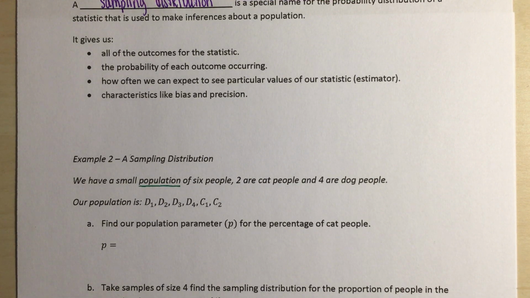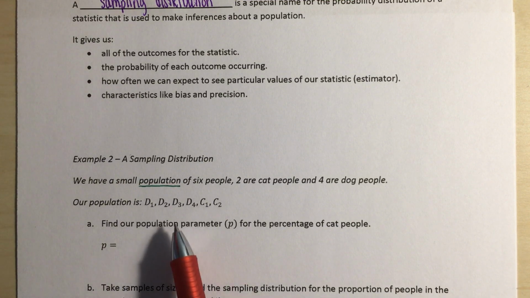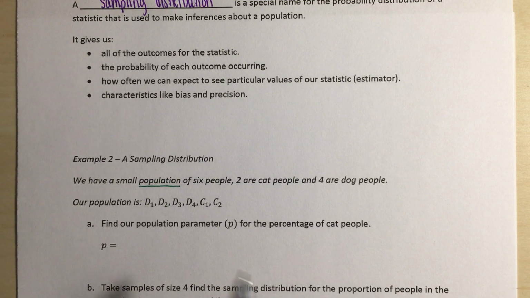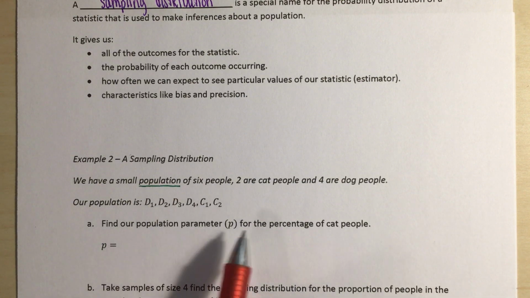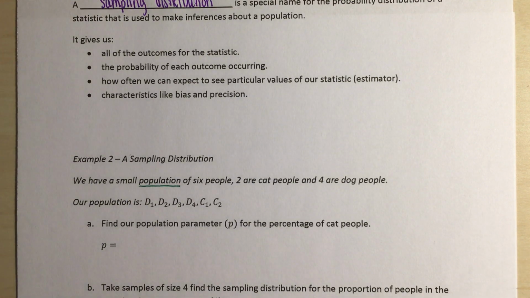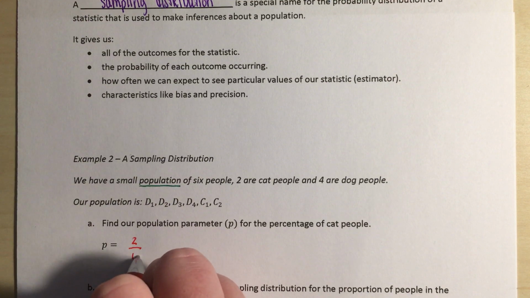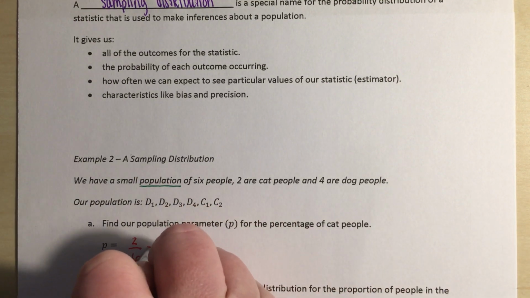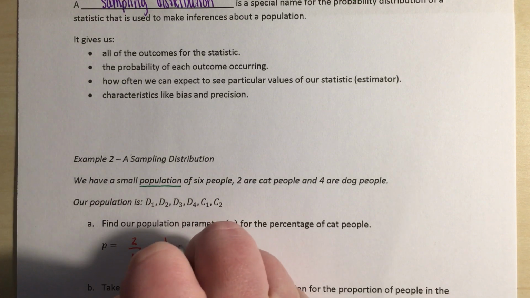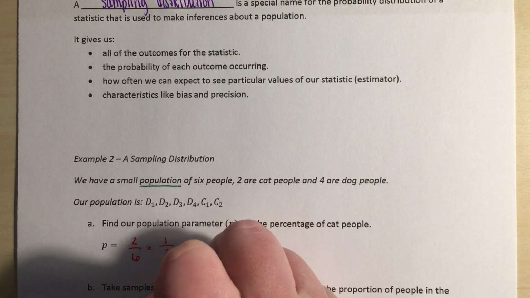Out of these 6 people, 2 are cat people and 4 are dog people. So our population I have listed out D1, D2, D3, and D4. Those are the dog people, and then C1 and C2, those are the 2 cat people. I found our population parameter, which is our p. So again, thinking back to our notation from the previous section, population parameter means a numerical statement about our entire population. If we look at our entire population, what percentage are cat people? Well, we have 2 out of 6. That reduces to 1/3, which gives us 0.333.